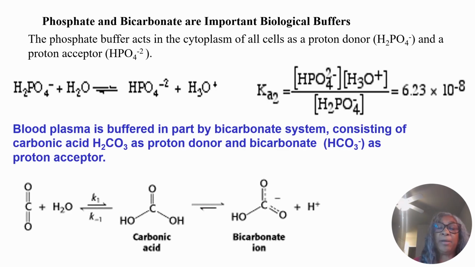Phosphoric acid is a triprotic acid very important for our lives. The phosphate buffer acts in the cytoplasm of a cell as a proton donor and a proton acceptor. It is maximally effective at pH close to its pKa, which is 6.86, and it tends to resist pH changes in the range between 6.4 and 7.4. It is therefore effective in providing buffering in intracellular fluids.